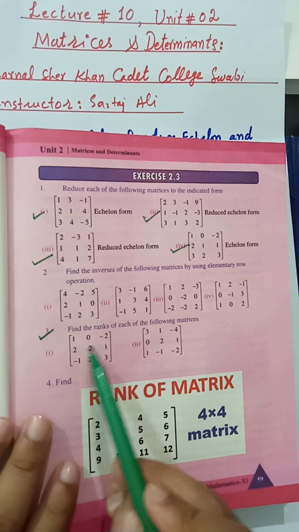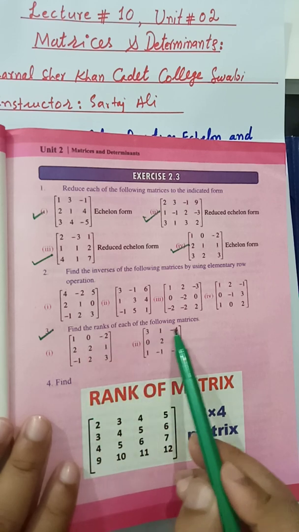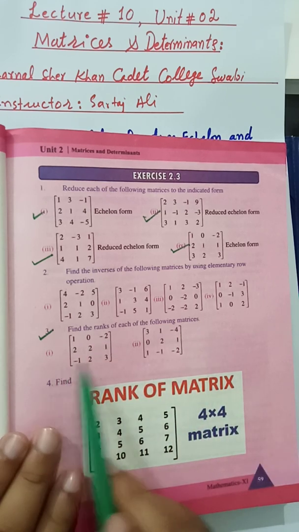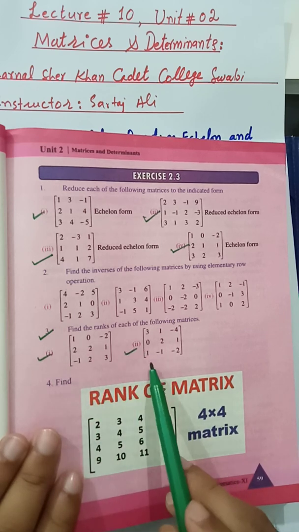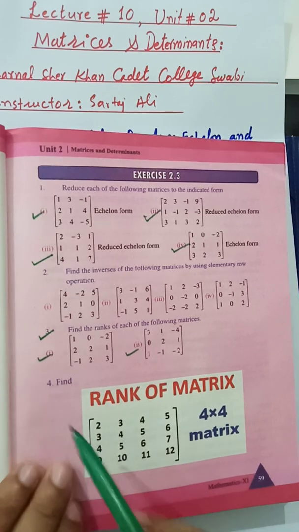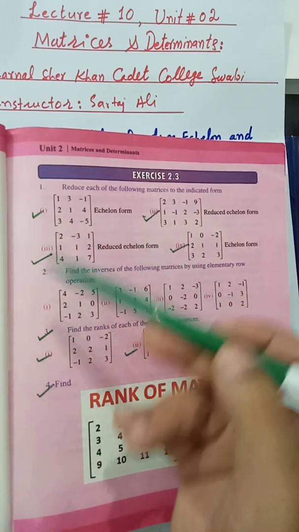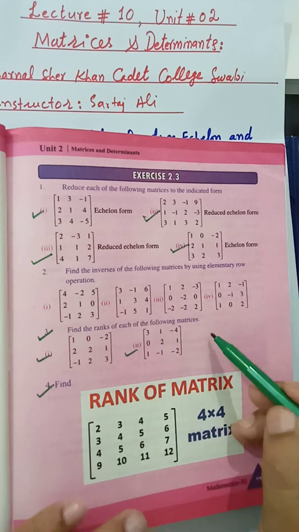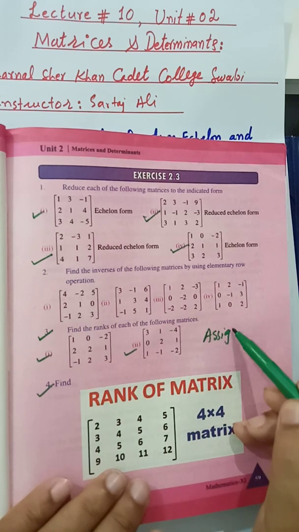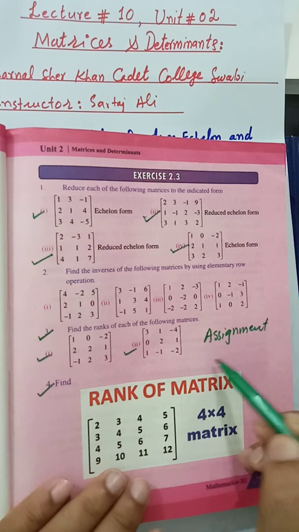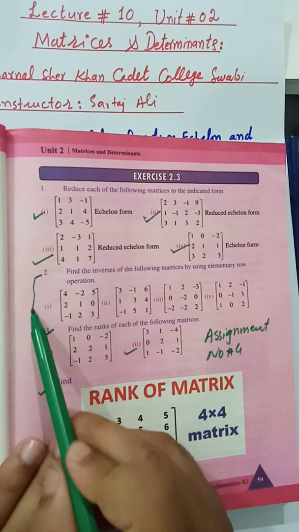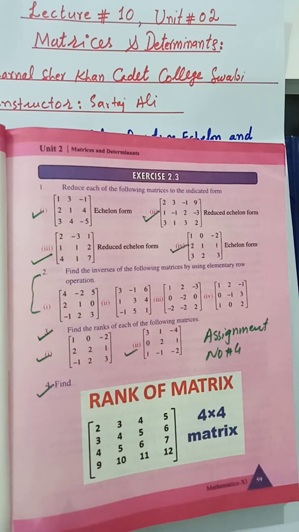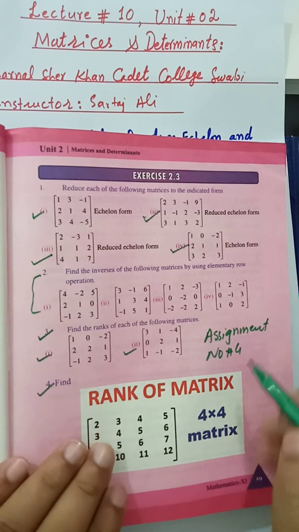Now question number 3 says to find out the rank of the following matrices. You need to convert the given matrices into echelon form and then count the non-zero rows. And you need to do all these questions. This is assignment number 4, and the question 2 is left. You didn't need to find out the inverse. This can be discussed in the next video lecture. So this is assignment number 4.